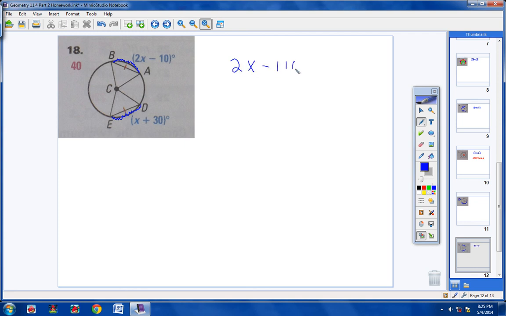So I can set those two arcs equal. 2x minus 110 equals x plus 30. Bring this x over and it becomes a negative x. Cross it off. Bring your 110 over and it becomes a positive 110. Cross this off. Bring your equal sign down. 2x minus 1x is x. 30 plus 110 is 140.